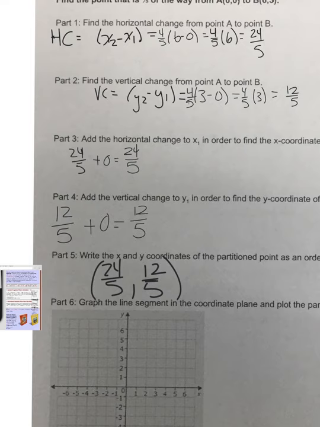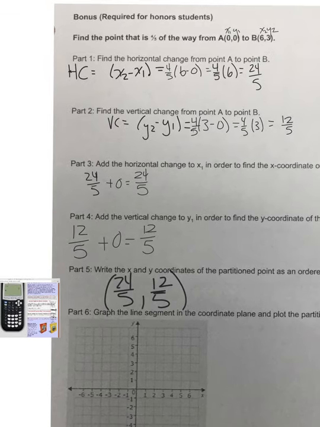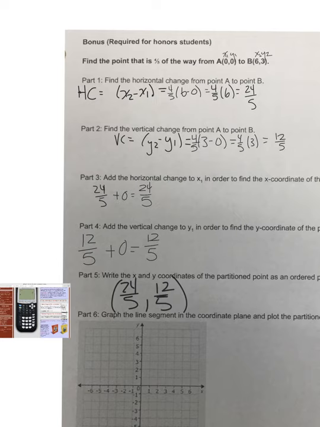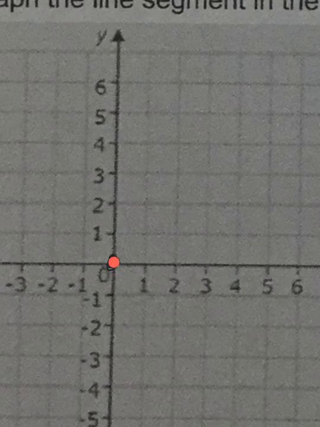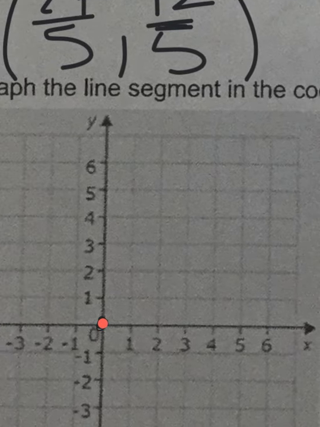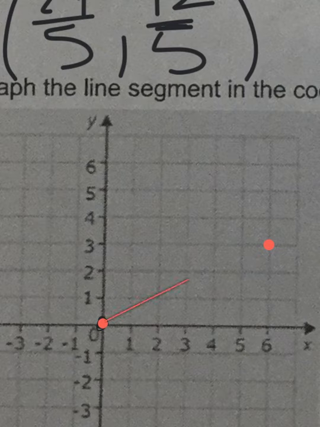And it wants me to graph the line segment and plot the point. Well, first I'm going to graph the line segment. One point is at 0, 0. And the other is at 6, 3. So 0, 0 is right here in the middle. Let me make that bigger in red. 6, 3 is over here. So to graph that line segment, I'm just going to connect the endpoints here. And that's the line segment.